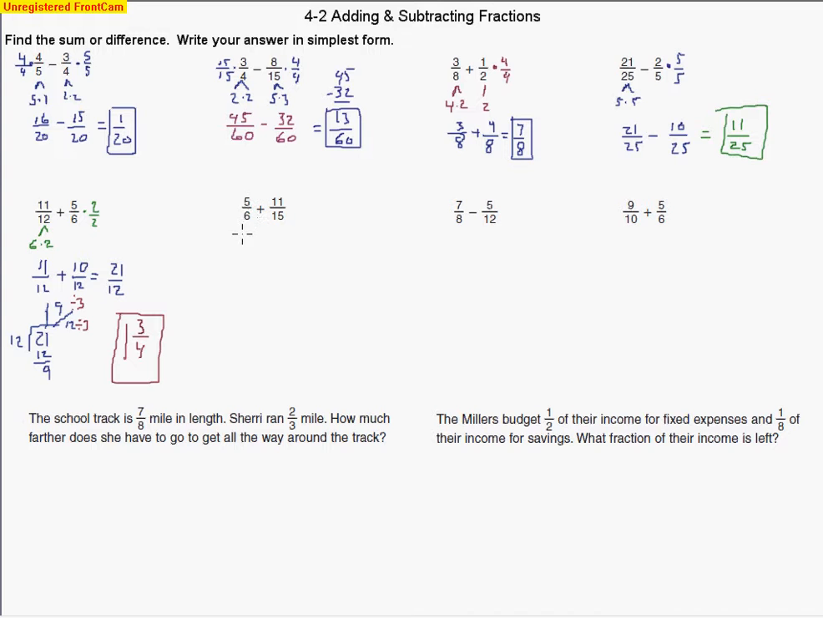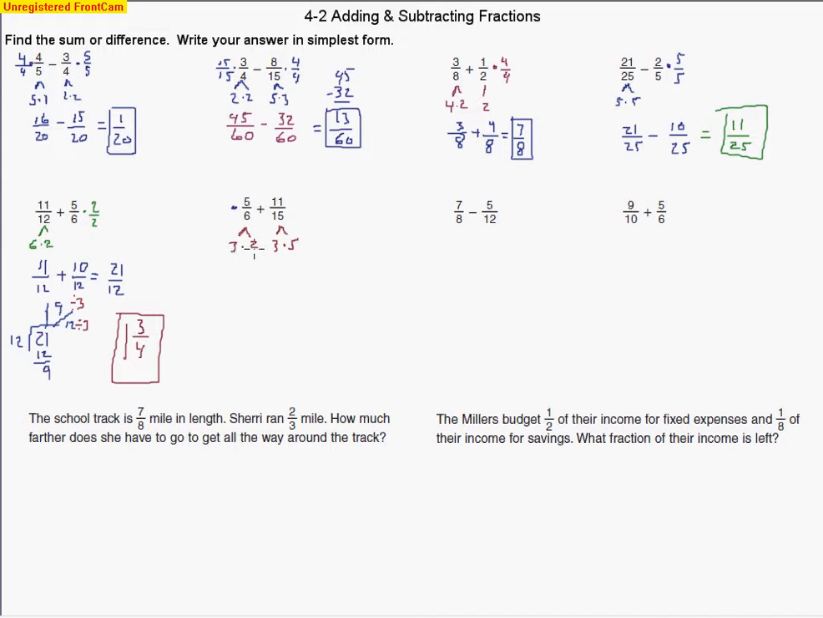So on this one, 6 and 15 do have a common factor. They both can be divided by 3. So let's go ahead and do that. Divide them both by 3, and we'll see what's left over. So what we have is the extra factor here of 5, and here we have one of 2. So what does the 6 need?